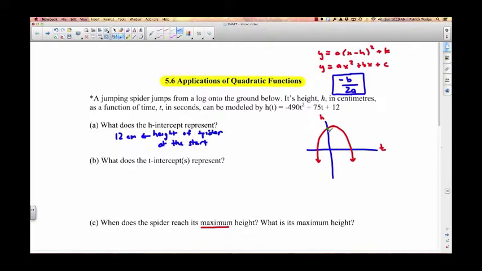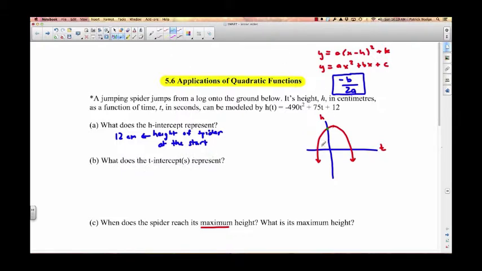How can the spider start 12 centimeters in the air? Remember, it is on a log. So the spider's up here on a log, it jumps up in the air, goes a little bit higher, and then it comes down. Okay, the next thing that's asked is, what does the t-intercept or intercepts represent?